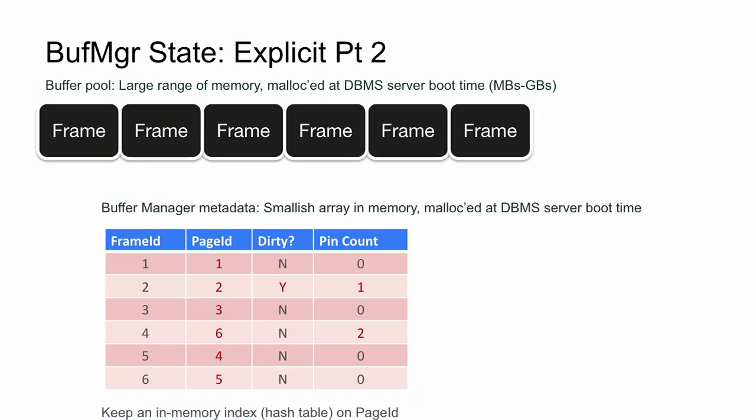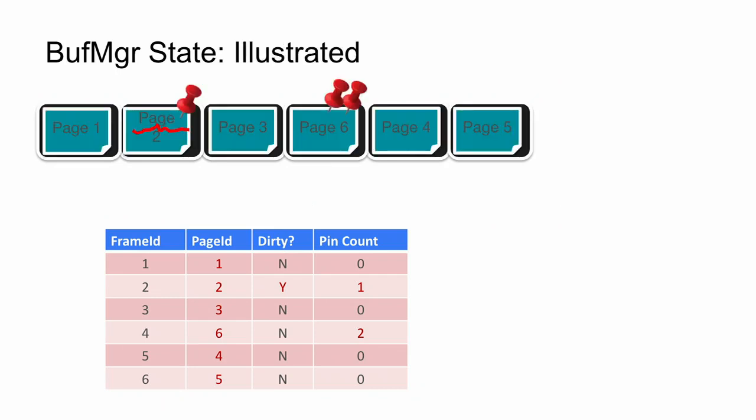And this is a sample illustration of what it might look like, with actual values populated. Of course, instead of the N and Y in dirty, you can imagine a 0 or 1. But that's just a smallish array in memory that's also malloced at startup time, and that'll help you keep track of what's in your buffer manager, including the dirty bit, et cetera.